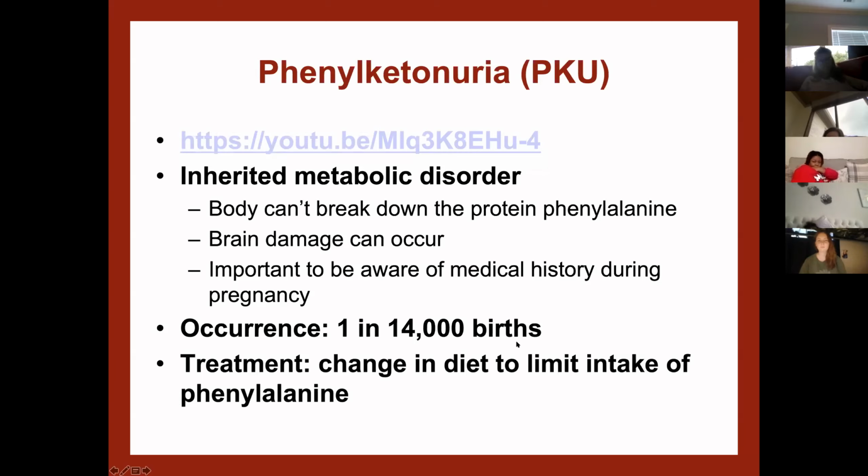All right, PKU, phenylketonuria, is another type of developmental disability. It's inherited as well. It's a metabolic disorder. What's important about it is that the body can't break down the protein phenylalanine. Be able to recognize that. It can cause brain damage, and it's important to be aware of medical history during pregnancy. It's seen in 1 in 14,000 births, and the treatment for this is just a change in diet, which is going to limit the intake of that specific protein, phenylalanine.